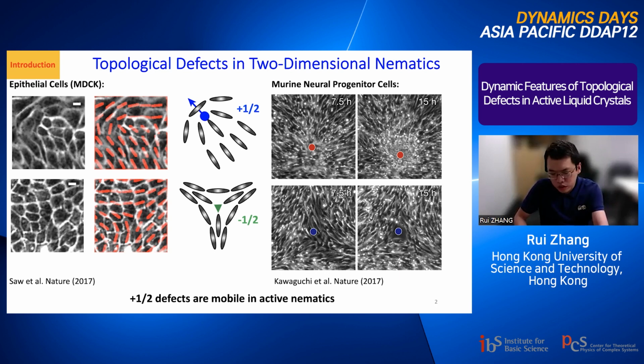And in theory, we have already predicted that in active systems, all these systems that are active because the individual constituents can move or divide by themselves, on their own, these defects can be mobile.